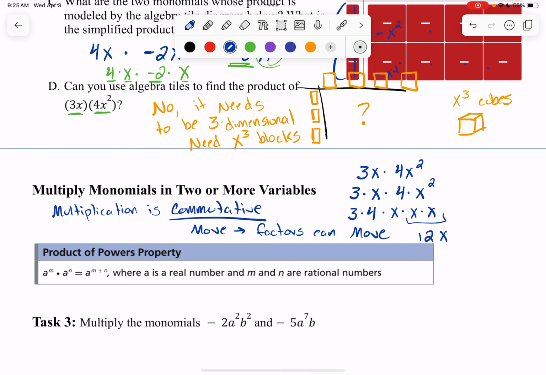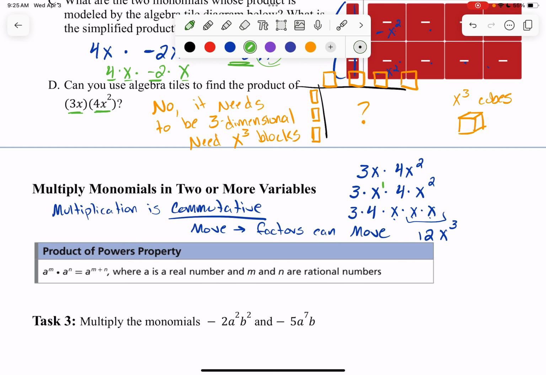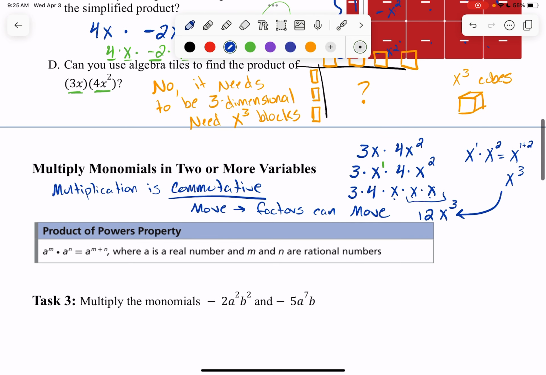Now how many x's am I multiplying? 1, 2, 3. I'm multiplying 3 x's, okay? Or think of it as this is x to the first. I'm adding the exponents. If I have x to the first times x to the second, that's going to give me x to the 1 plus 2, which is x to the third, which is what I got. And this is our product of powers property that we did way back in chapter 1.